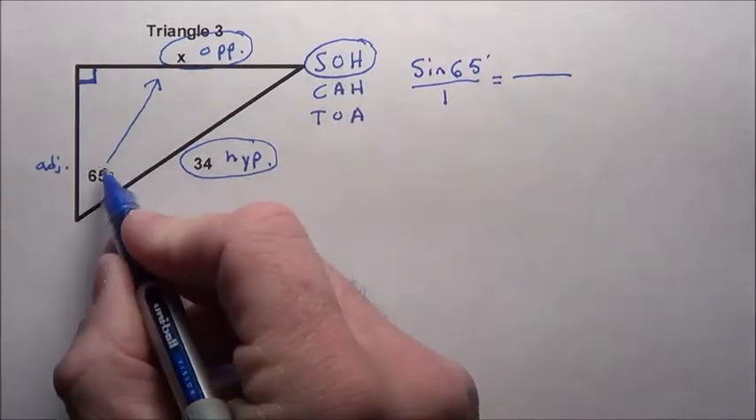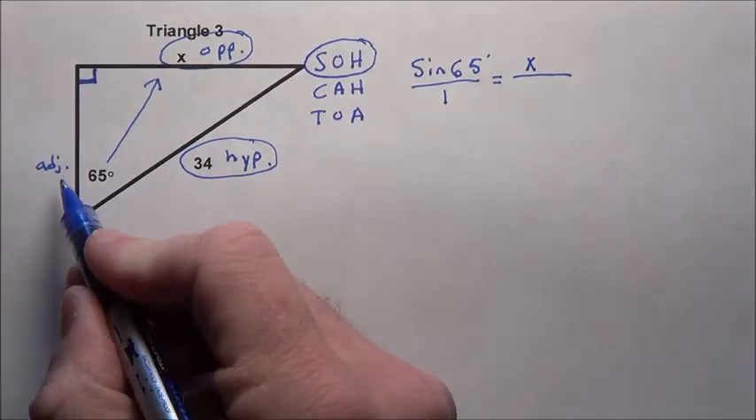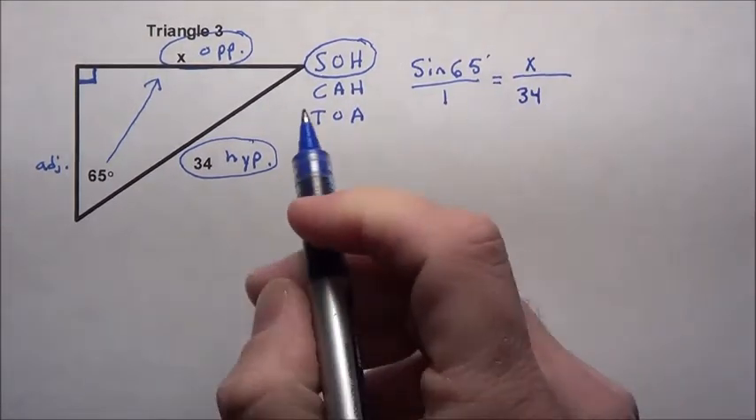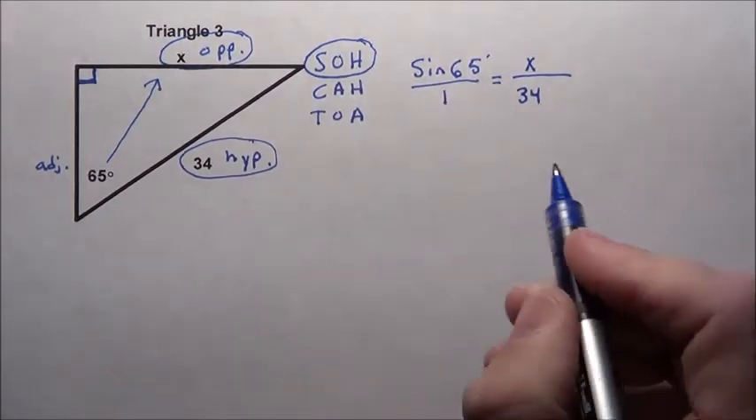It's opposite. Who's our opposite? That's our x. That's our unknown. Divided by the hypotenuse. Well, in this case, the hypotenuse is what? 34. So I made sure I did opposite over my hypotenuse. Opposite over hypotenuse. And use the sine. I'm good to go now.